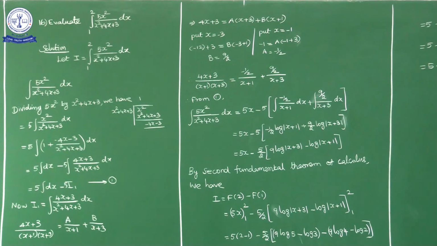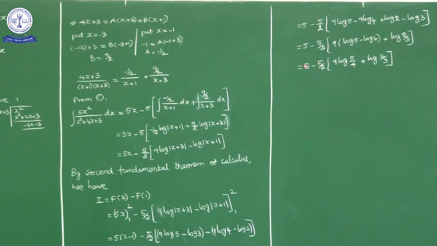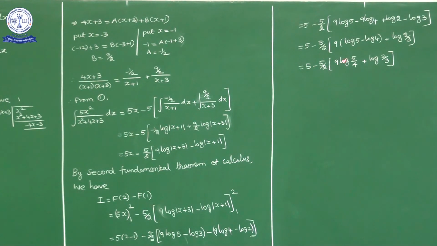From these two we can take 9 common. So 5 minus 5 by 2 into 9 into (log 5 minus log 4) plus log 2 minus log 3. Log a minus log b is log a by b, so log 2 by 3. Here 9 into log 5 minus log 4, log a minus log b we can write as log a by b, so 9 into log 5 by 4. So what is the final answer? 5 minus 5 by 2 into (9 log 5 by 4 plus log 2 by 3).